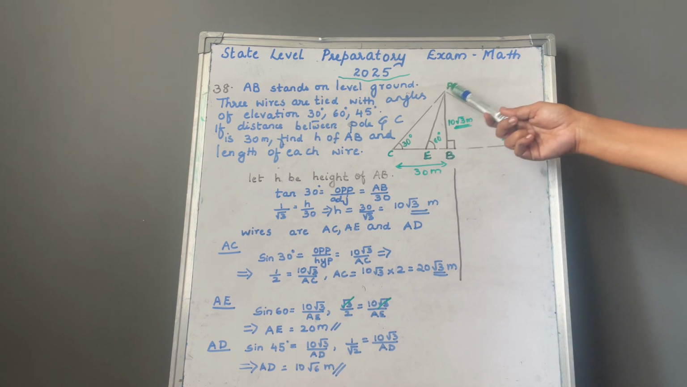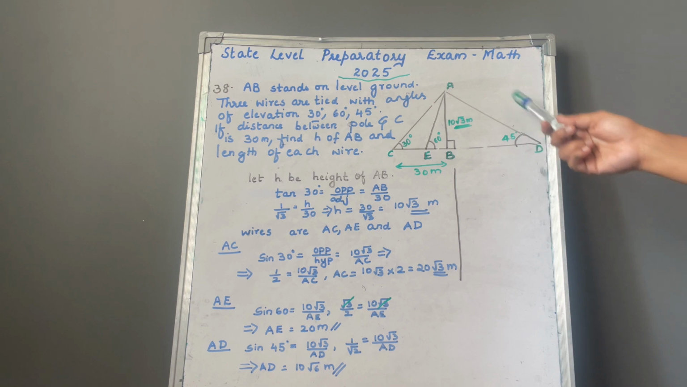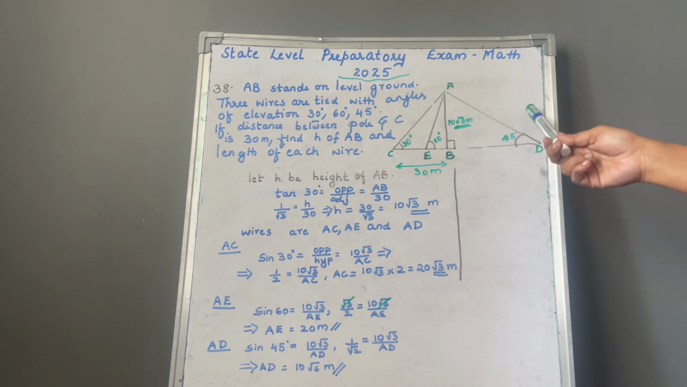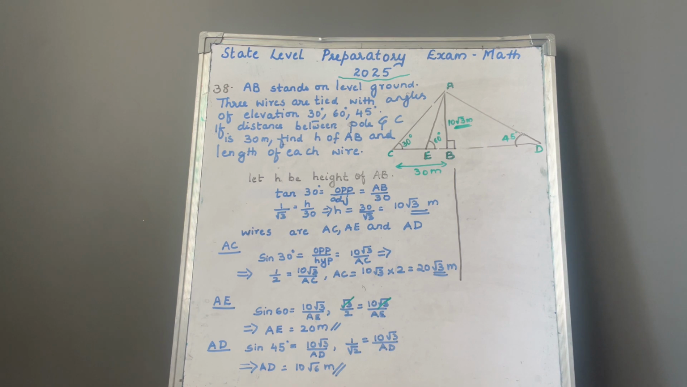Next, to find the length of AD, we can take sine 45, which is again opposite by hypotenuse. So 10 root 3 by AD. On substituting and finding the value, we get AD is equal to 10 root 6 meters.